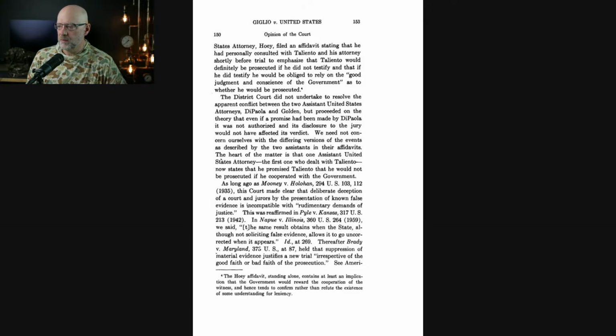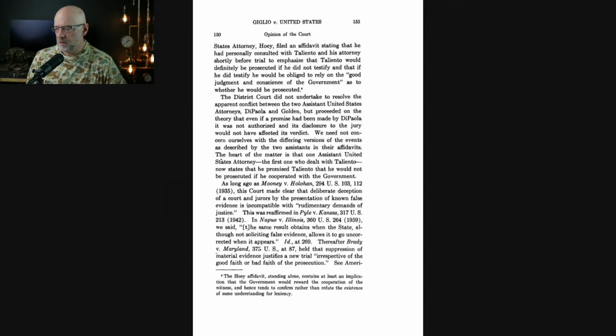And it goes on to say that as long ago in another case, Mooney v. Holohan, this court made clear that deliberate deception of a court and jurors by the presentation of known false evidence is incompatible with the rudimentary demands of justice. Goes on to cite another Supreme Court case from 1942 and Napue v. Illinois from 1959. It said, we said this same result obtains when the state, although not soliciting false evidence, allows it to go uncorrected when it appears. And then it goes on to cite Brady, how if you withhold material evidence, it justifies a new trial, irrespective of whether it's good faith or bad faith by the prosecution.